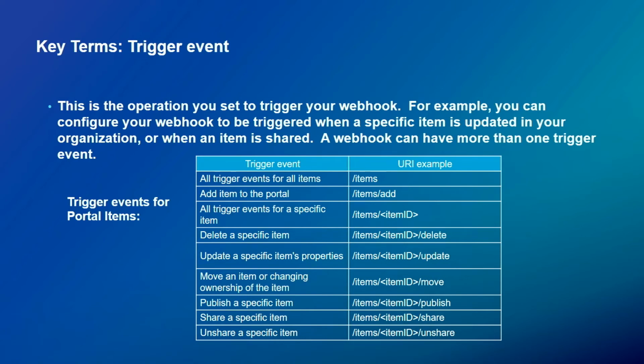But looking at this, at the top we have /item. So it's following this URI pattern. And this is going to give me all of the events below pertaining to the items in my portal. But I can narrow it down from there. I can go to a specific item by specifying the item ID, or I can go to an operation on a specific item. So if we look at the bottom of the list, I can narrow it down to listen to a specific item being shared. So anytime a specific item in my portal is shared, my webhook is triggered.